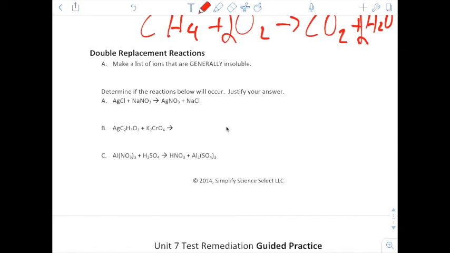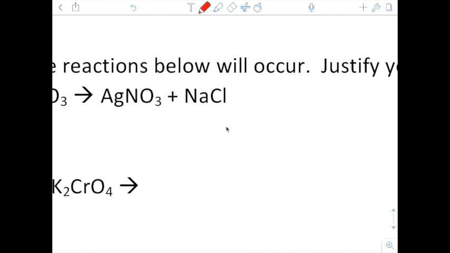Next, it says determine if the reaction below will occur and justify your answer. Now, in a general double replacement reaction, the reaction only occurs if there is an insoluble product, so something that's a solid as a product. So basically we have to look and see if there's a solid in the product. Is silver nitrate soluble? Well, we know that anything bonded to a nitrate is soluble. So this is going to be aqueous. Okay, so that doesn't count as a solid.